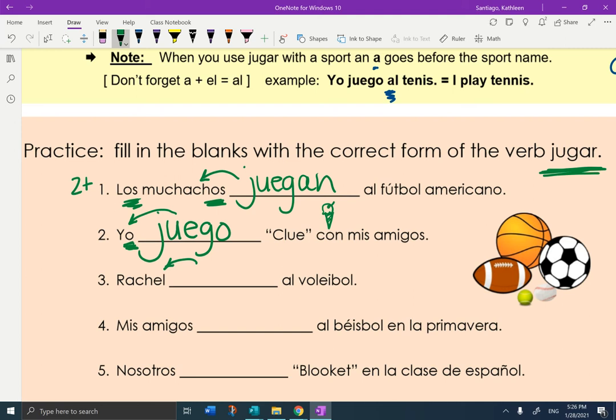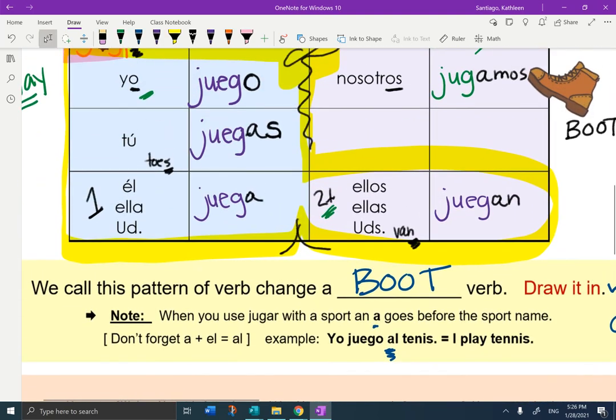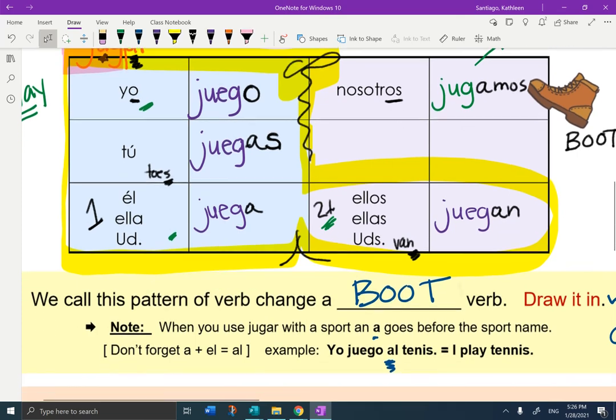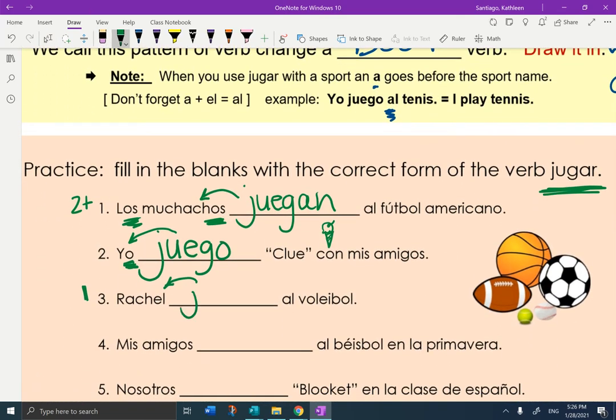Muy bien. Número 3. Rachel blank al volleyball. Rachel blank al volleyball. How many people is Rachel? That's right, she's just 1. So I'm going to go back up to my chart and look for the correct form to match 1 person. That's right. It's juega right here, one person. So I'm going to scroll back down. I'm going to write in juega. And now I'm going to read the whole sentence again. Rachel juega al voleibol. And in my mind, I'm figuring out, oh, Rachel plays volleyball.